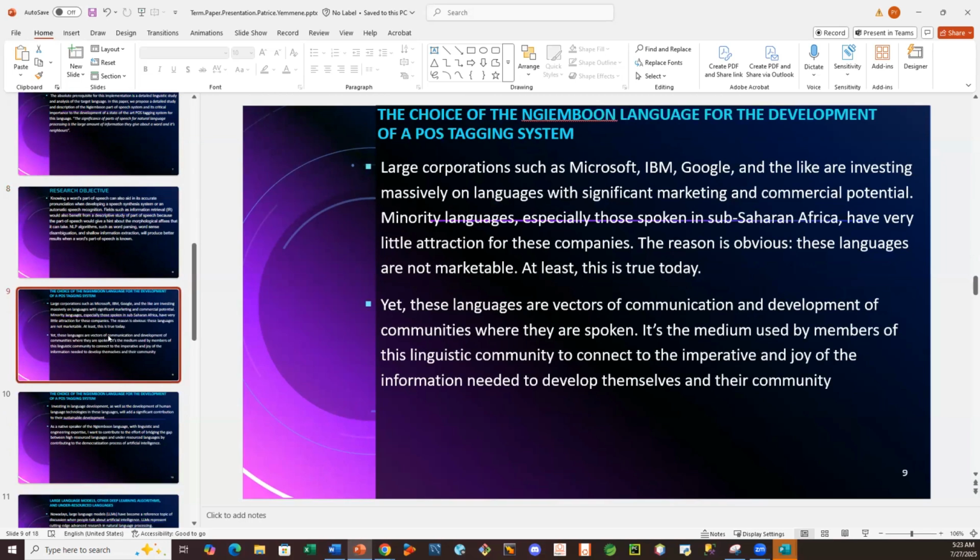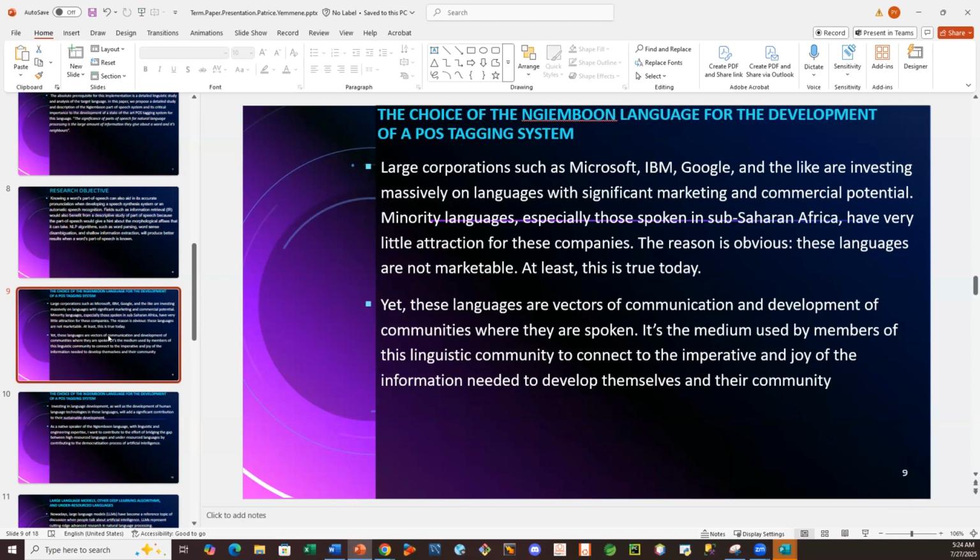Now, why did we choose the Ngiemboon language? The Ngiemboon language is a language spoken in the nation of Cameroon. Nowadays, large corporations such as Microsoft, IBM, Google, and the like are investing massively in languages with significant marketing and commercial potential, such as English, French, German, and so on. Minority languages, especially those spoken in sub-Saharan Africa, have very little attraction for these companies. The reason is obvious: these languages are not marketable, at least not at this moment.